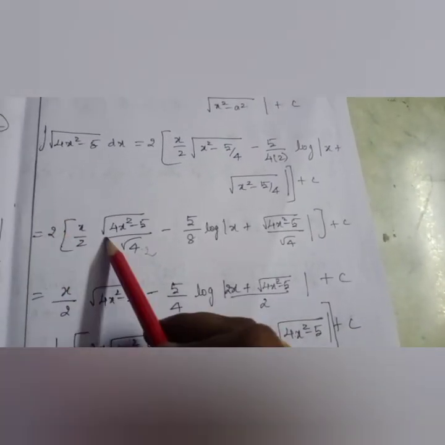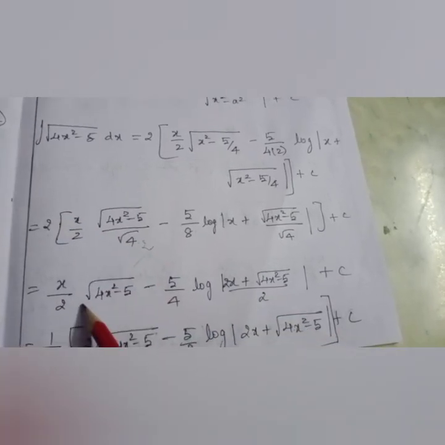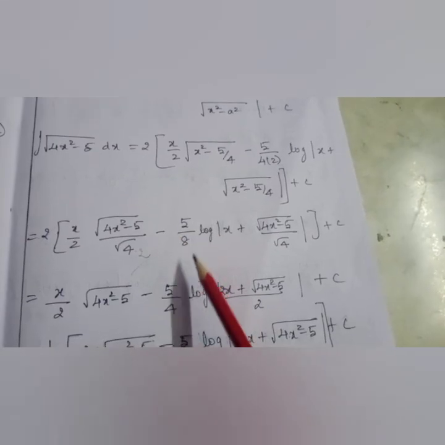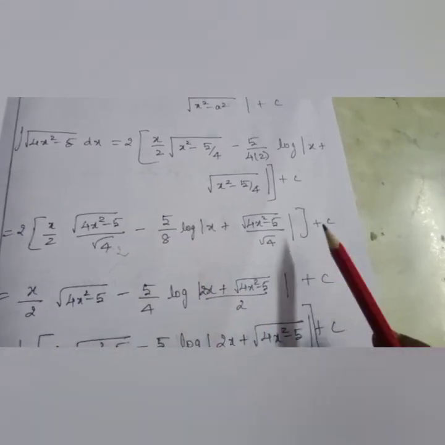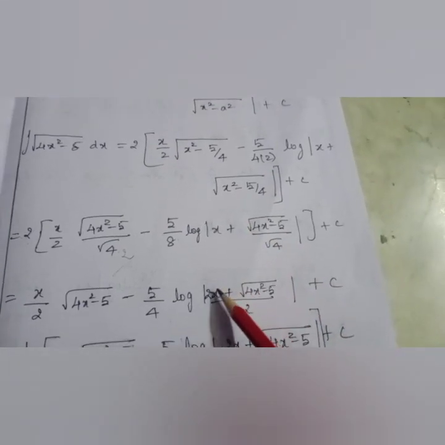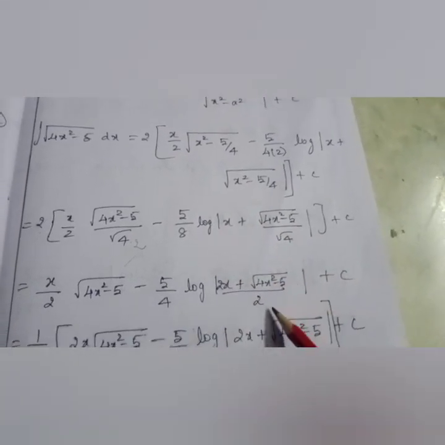So when this 2 comes inside, 2 and 2 will get cancelled, I will be having only 1 2. Similarly when this 2 gets over here, 2 and 8 will get cancelled and that will be a 4. But here the root 4 becomes 2, and if I take LCM, that is 2x plus root of 4x square minus 5 by 2.